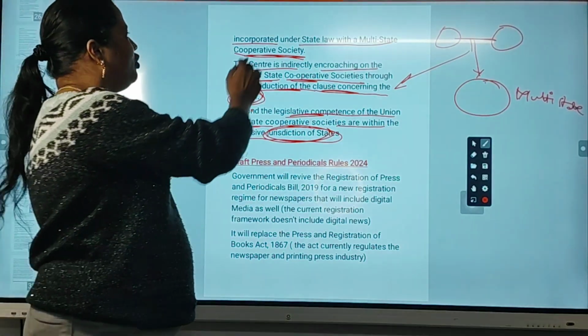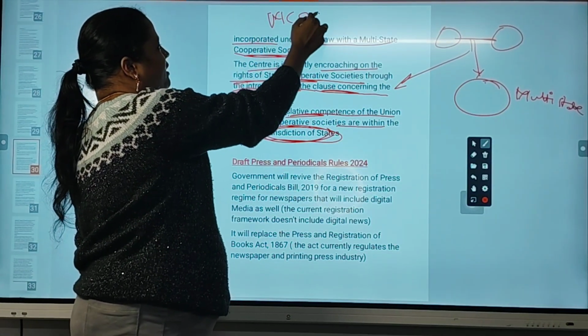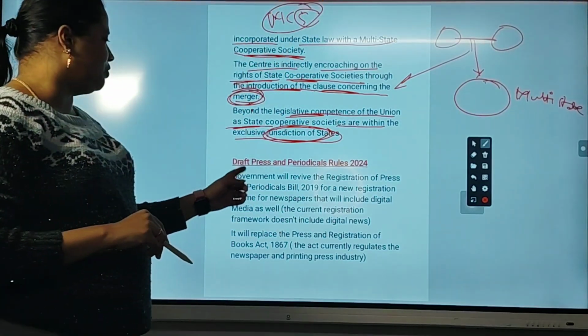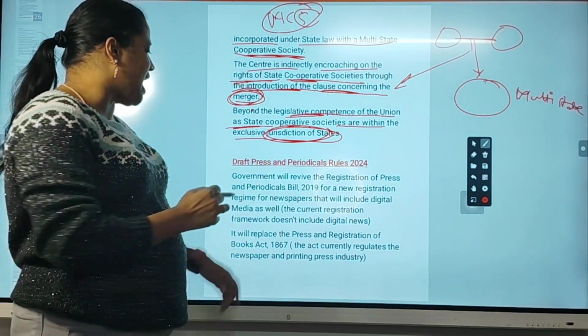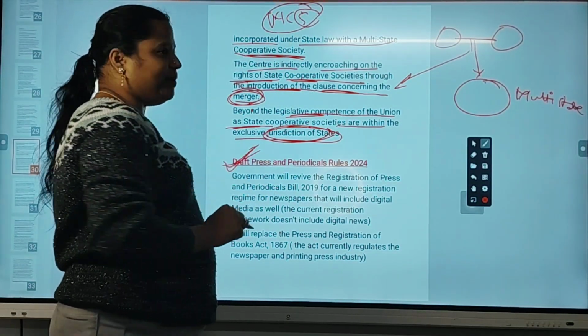Okay, this is all about multi-state cooperative societies, friends. So let us now move on to the next bill, that is the draft Press and Periodicals Bill.